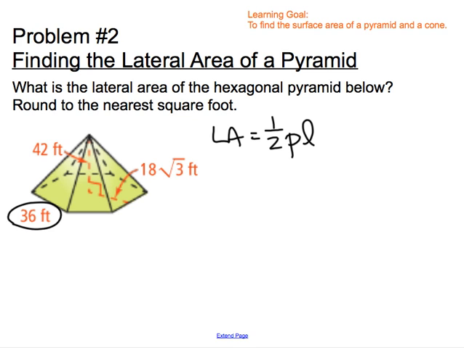So here we have 36 as a base edge. We know that the perimeter, this is a hexagon, so it has 6 sides. Each side has a length of 36. And 6 times 36 is 216. So now we need the slant height.